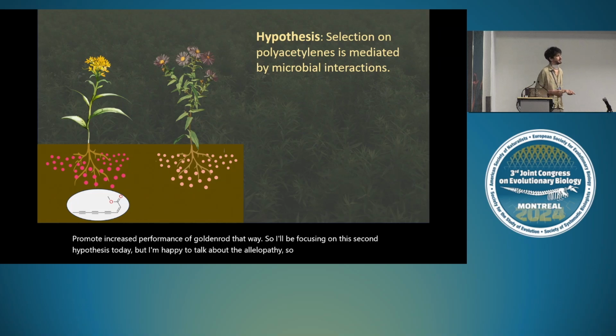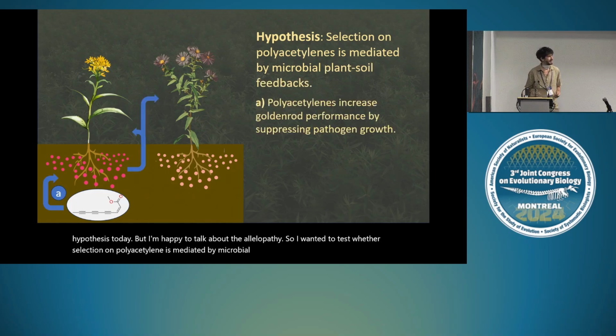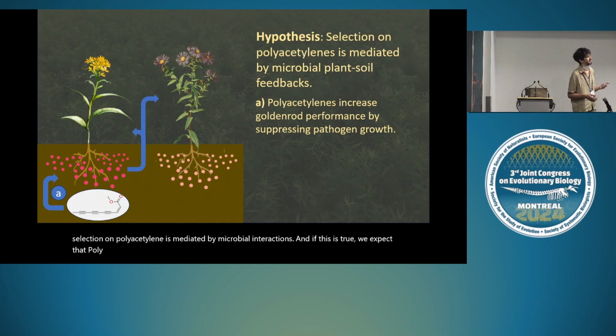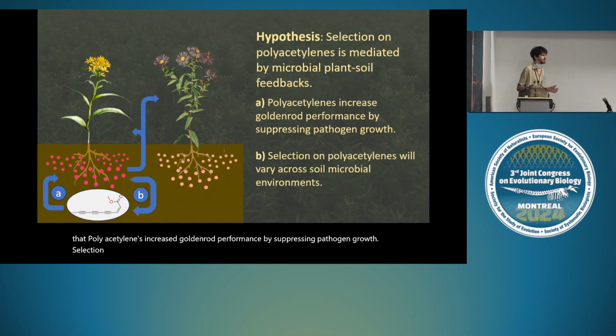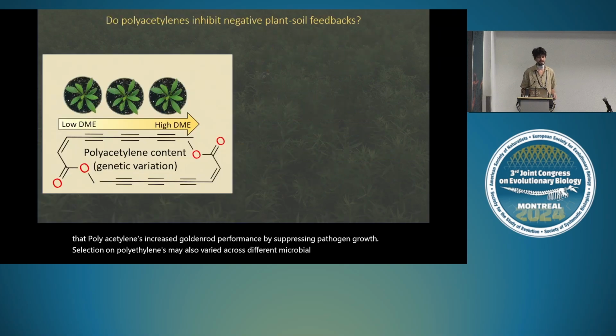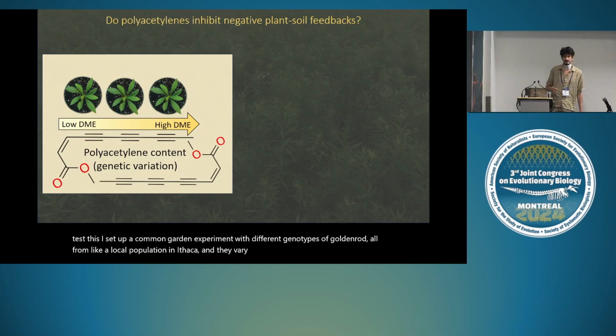So I wanted to test whether selection on polyacetylenes is mediated by microbial interactions. If this is true, we'd expect that polyacetylenes increase goldenrod performance by suppressing pathogen growth, and selection on polyacetylenes may also vary across different microbial environments. To test this, I set up a common garden experiment with different genotypes of goldenrod, all from a local population in Ithaca. They vary genetically in their polyacetylene content.